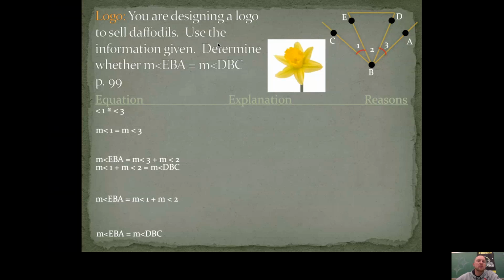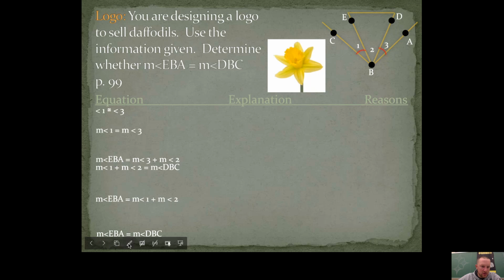We're going to go over this proof two different ways in this video. So this is about a daffodil logo. We're going to design a logo to sell daffodils, and that's a geometric representation of the logo. Use the information given. Determine whether the measure of angle EBA, that's this angle, is equal to the measure of angle DBC, that's this angle.